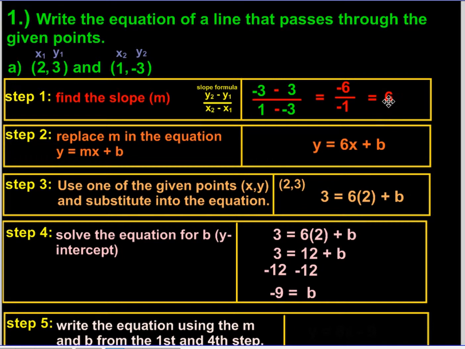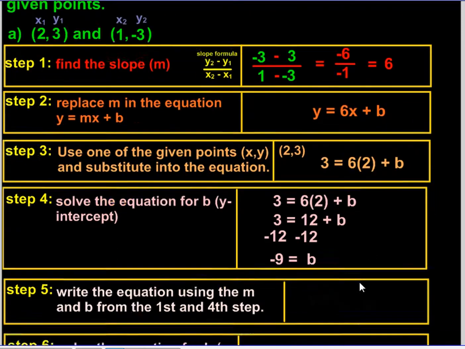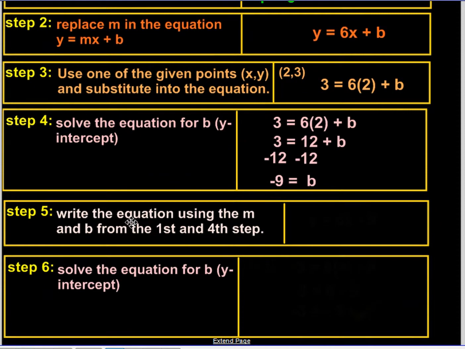So I now know my slope, 6. I now know my y-intercept, -9. And I can write an equation using the slope and the y-intercept that I found. And there's my equation: y equals 6x minus 9.